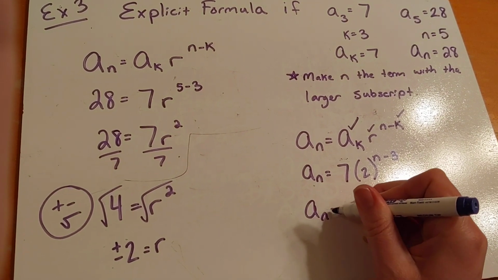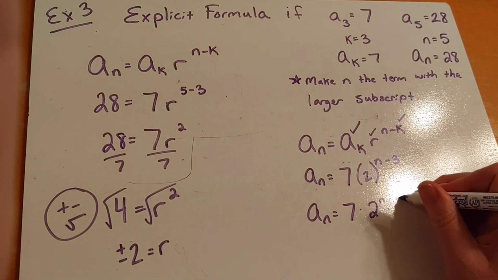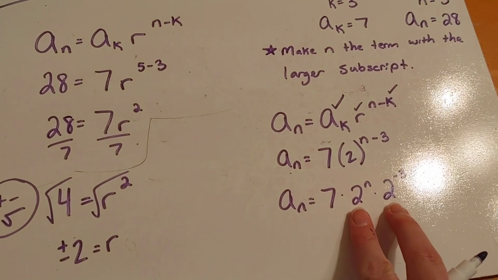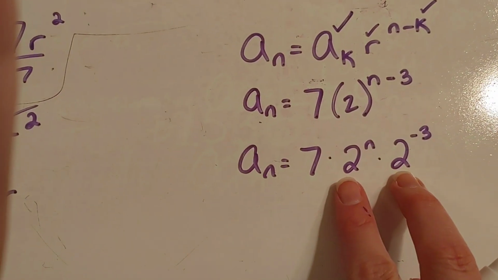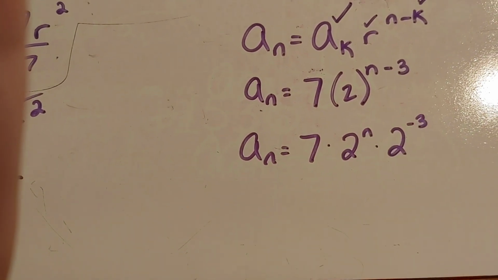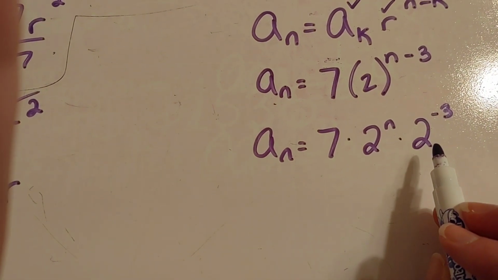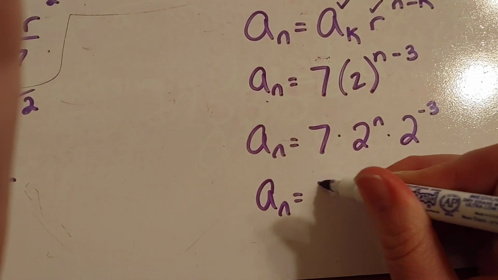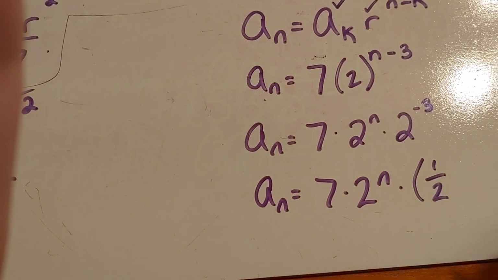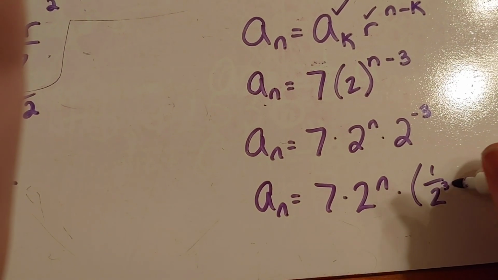So let's keep going here. So I'm going to make this 7 times 2 to the n power times 2 to the -3rd power. Because remember, if we're multiplying like bases, this would be the same thing as 2 to the power of n minus 3. Add the exponents. So I just separated it out. Now, what does 2 to the -3 power equal? Let's go ahead and write that out so we can see it. That means I would have to flip this to the bottom, right? And make it 1 over 2 to the 3rd power.